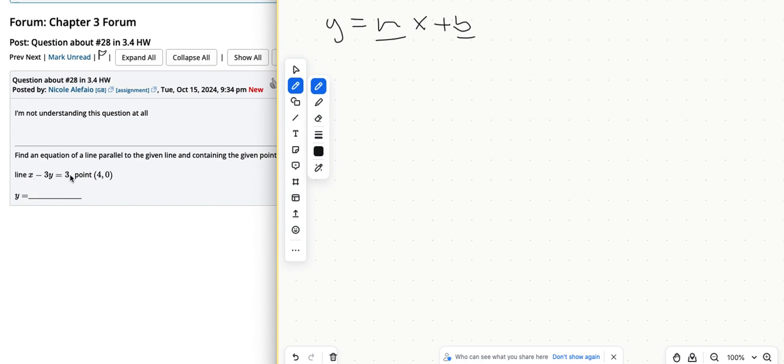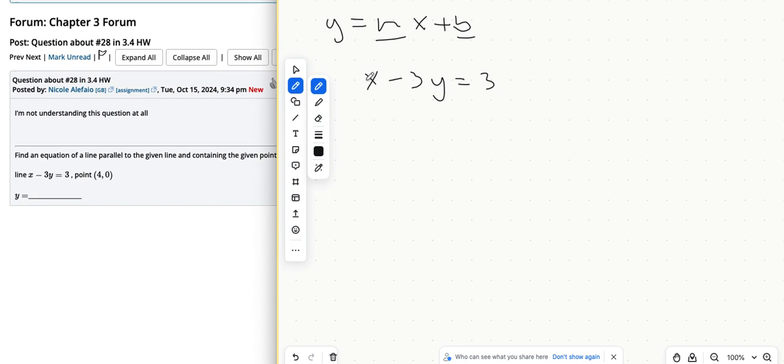So they gave us this equation. Let's get that written out. And then they told us that our line is going to be parallel to this one. So if I get this solved for y, then I'll know the m for this line, and then since the line that I'm going to make is parallel, it would have the same slope.